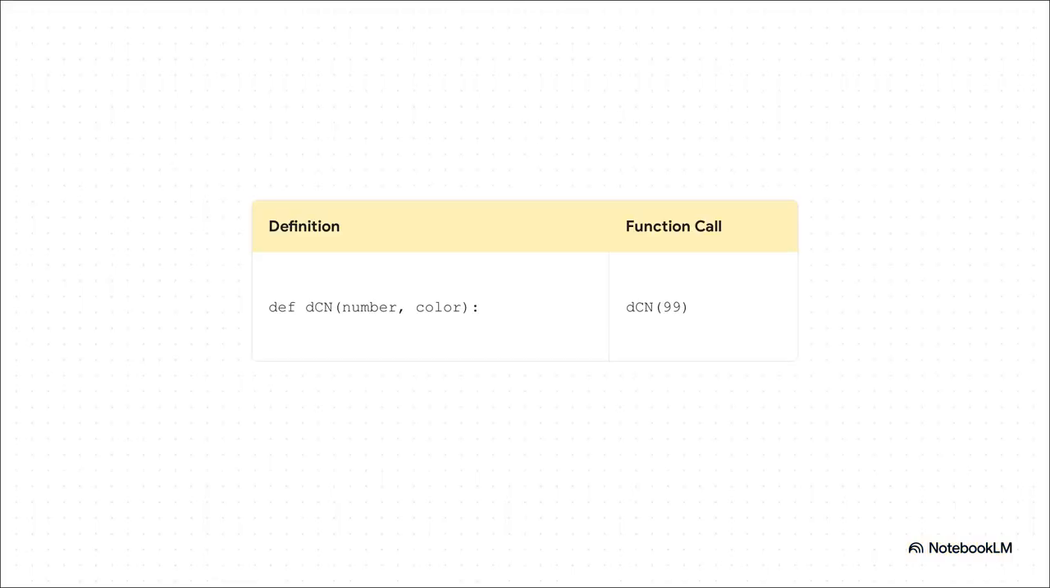Okay, so here's our first big clue. The function definition. That's our shopping list, remember? It clearly asks for two things: a number and a color. But now look over at how we actually called the function. We only gave it one thing. We gave it the number 99, but we totally spaced on giving it a color.